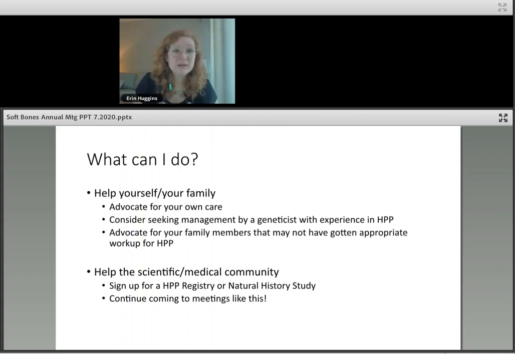Besides helping yourself, you can also help us, the scientific and the medical community. Honestly, the best way to do this is to sign up for the registry. It's a very, very simple thing. No blood draws needed, no poking and prodding. It's just giving us information on your specific mutation and your symptoms. And that helps us build a more detailed database of, well, what is this mutation specifically associated with? Is it seen in the dominant case? Is it seen only in recessive? Do these people have more fractures than people with a different mutation? And that kind of information is invaluable when we're trying to learn more about HPP.